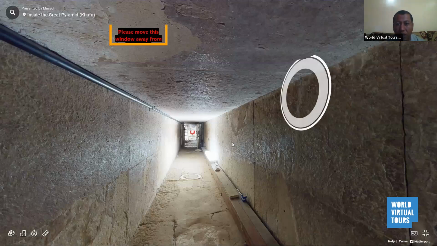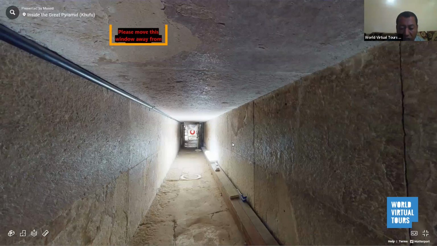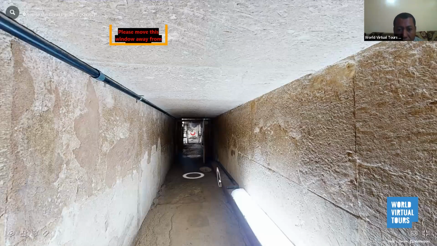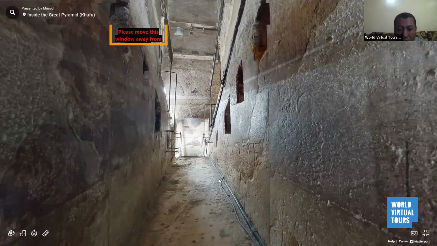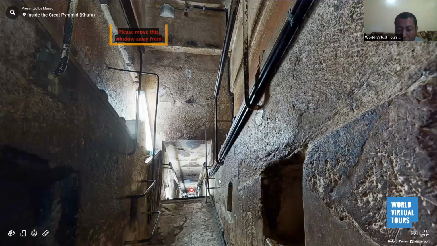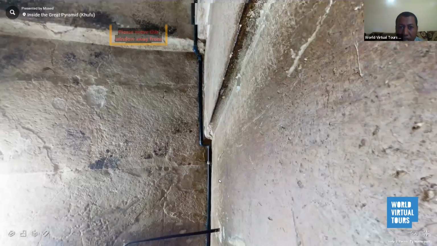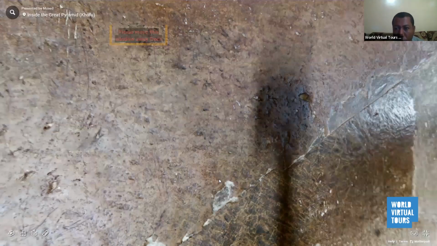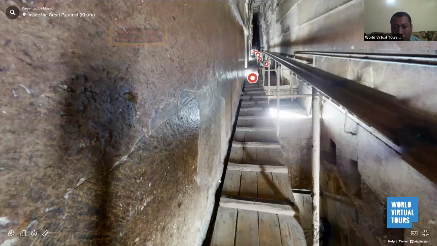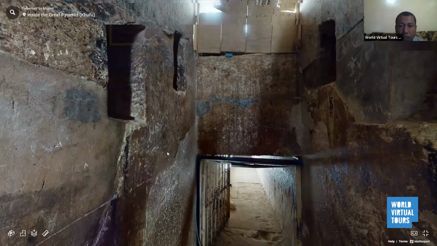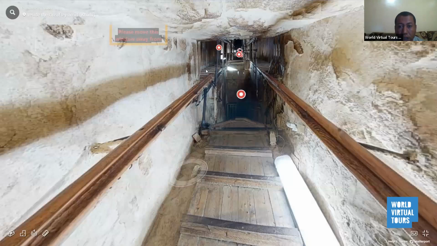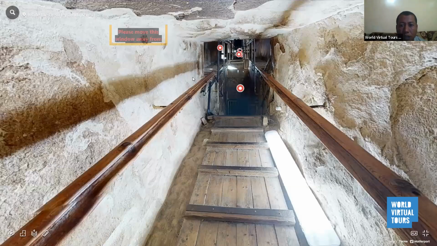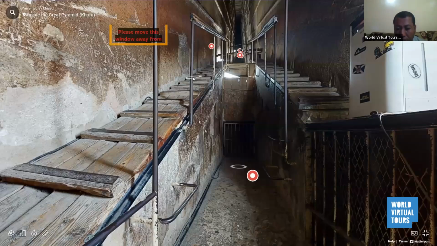Next, you can see the rest of the tunnel right here. So we will go back through the tunnel to show you the higher tunnel, to go up to the highest point of the King's vestibule in the pyramid. Okay. Look up here.